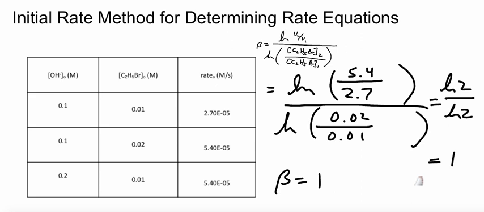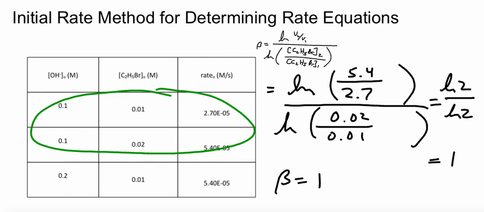And if we go through a similar analysis, like we just did for these experiments, for experiments 1 and 3, we can see that what we're changing is the concentration of hydroxide and not of ethyl bromide. And we can end up getting what alpha is. We'll see that if we do the same mathematics, we'll end up with alpha being equal to 1. So the last step, now that we have a rate equation, that we know it's first order in hydroxide and first order in ethyl bromide, is to come up with a numerical value for the rate constant.